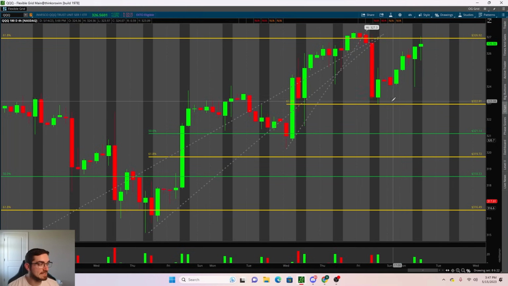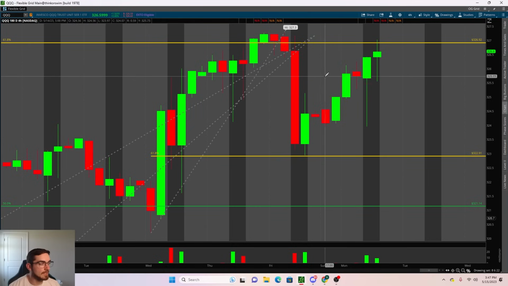If price were to come back down to 322.91 today, that is an area that I would look for a potential bounce. However, if price invalidated and broke below 322.91, I would simply delete it and then watch these bounce areas down here. Now, going into the open today, let's just ignore everything to the right of this line right here.